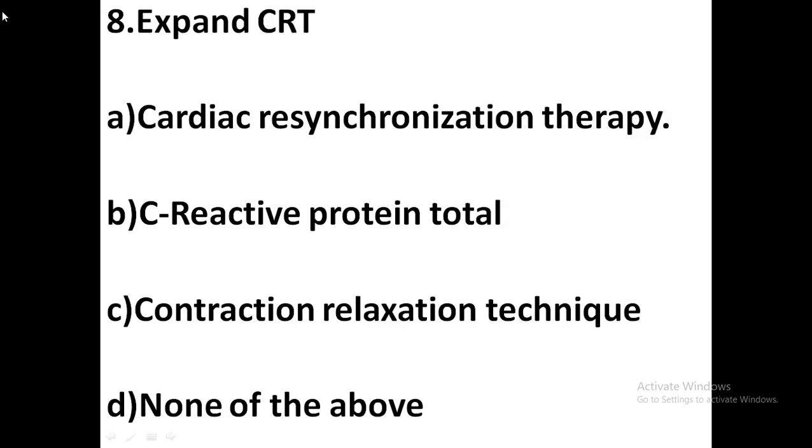Eighth one, expand CRT. Option A, cardiac resynchronization therapy. Option B, C-reactive protein total. Option C, contraction relaxation technique. Option D, none of the above. Answer, option A, cardiac resynchronization therapy. CRT means cardiac resynchronization therapy.